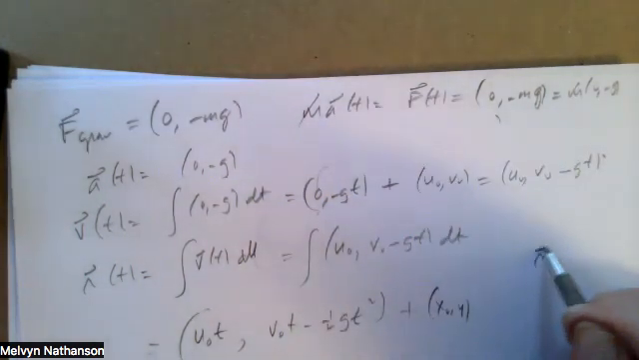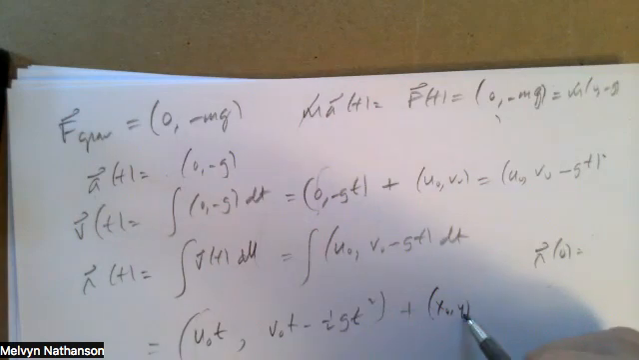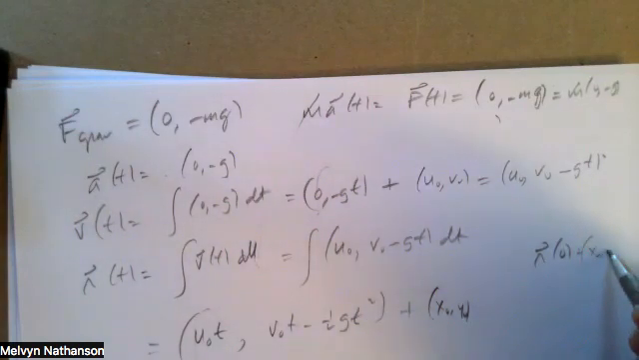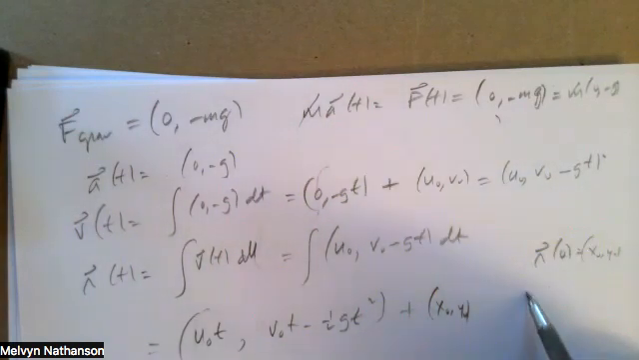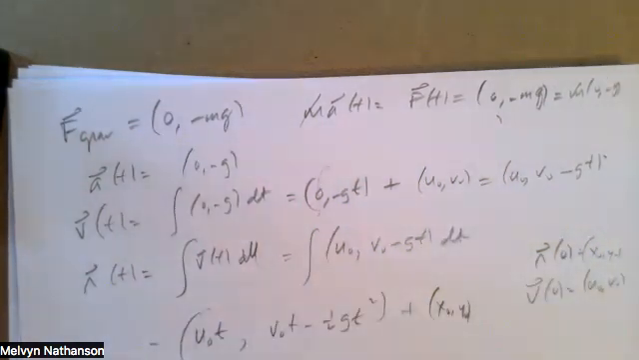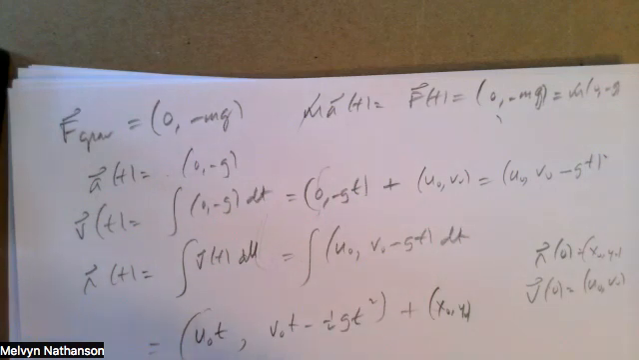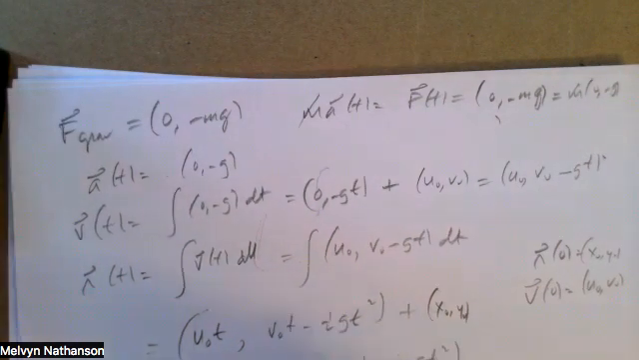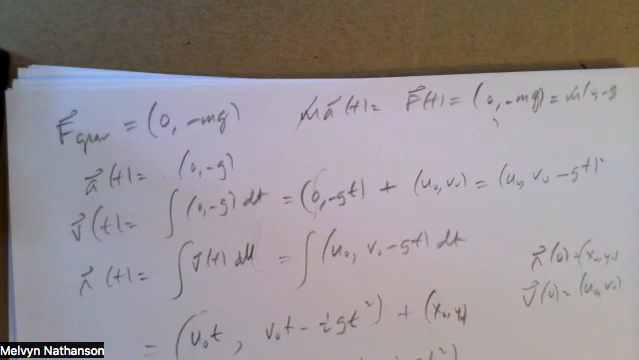Let me just write this as x naught, y naught. So the position at time 0 is x naught, y naught. The velocity at time 0 is u naught, v naught. So this is u naught t plus x naught, y naught plus v naught t minus a half gt squared.